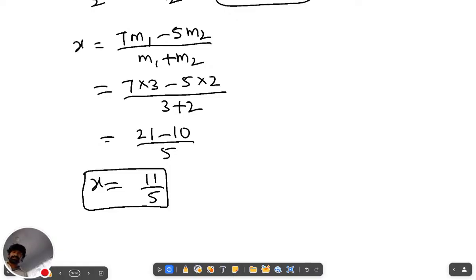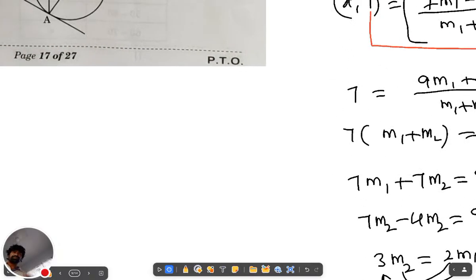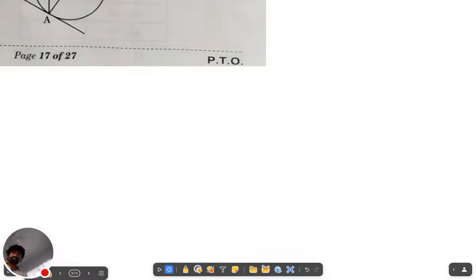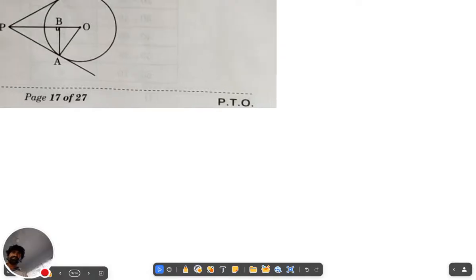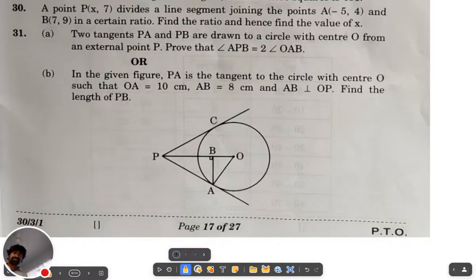Let's see the next question. The 31st question is: two tangents PA and PB are drawn to a circle with center O from an external point P. Prove that angle APB, the angle between the tangents, is double of angle OAB.